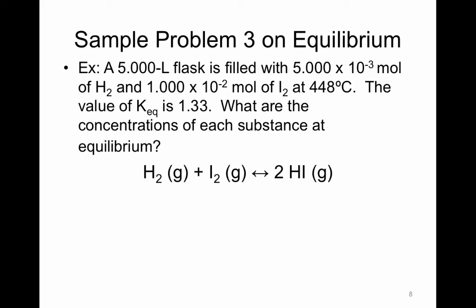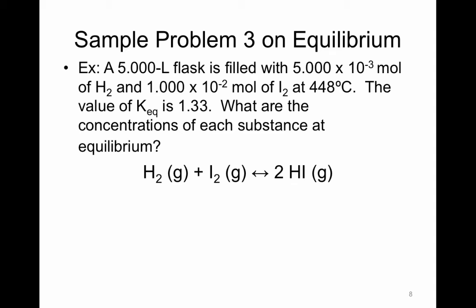Let's do one more example, and this one has a few more steps to it. So here's our example. A 5-liter flask is filled with 5 times 10 to the negative 3 moles of hydrogen and 1 times 10 to the negative 2 moles of iodine at 448 degrees Celsius. The value of my equilibrium constant is 1.33. What are the concentrations of each substance at equilibrium?